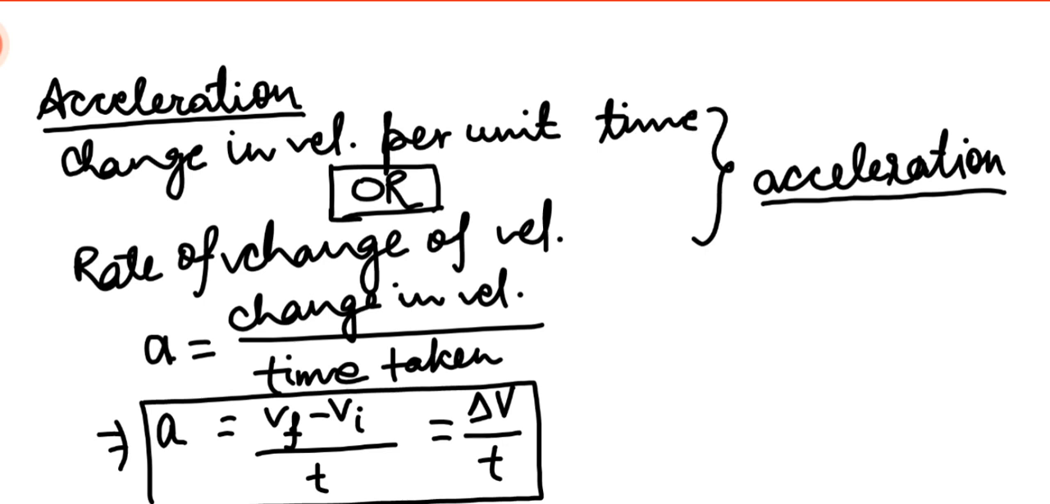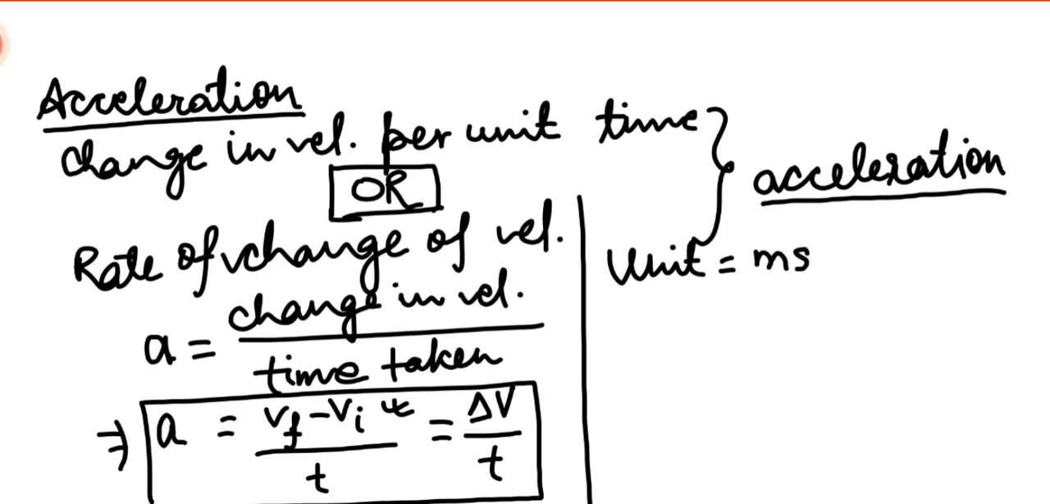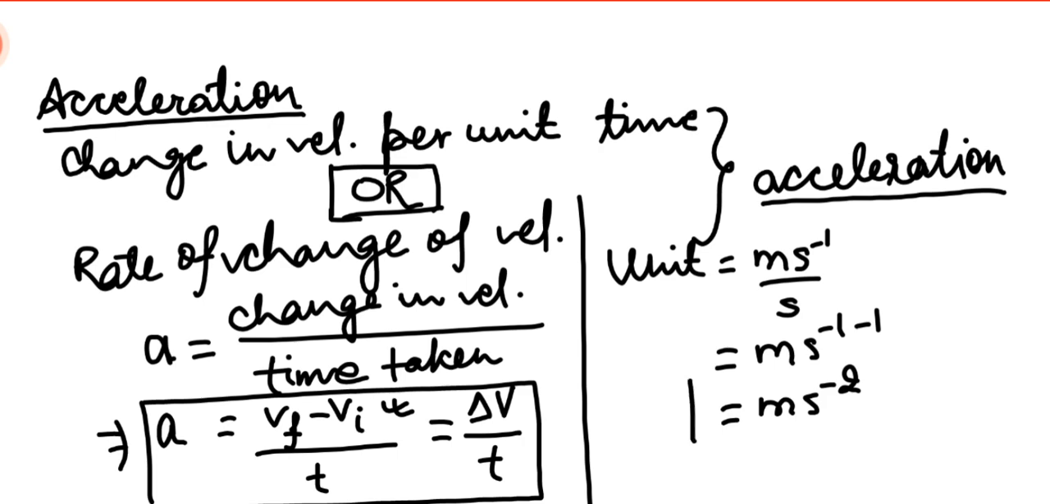Now when we talk about the unit of it, we know the unit of velocity is in the numerator. The unit of velocity is meter per second divided by time, that is second, which after simplifying becomes s to the power minus 1, which equals meter per second square. So the unit of acceleration is meter per second square.